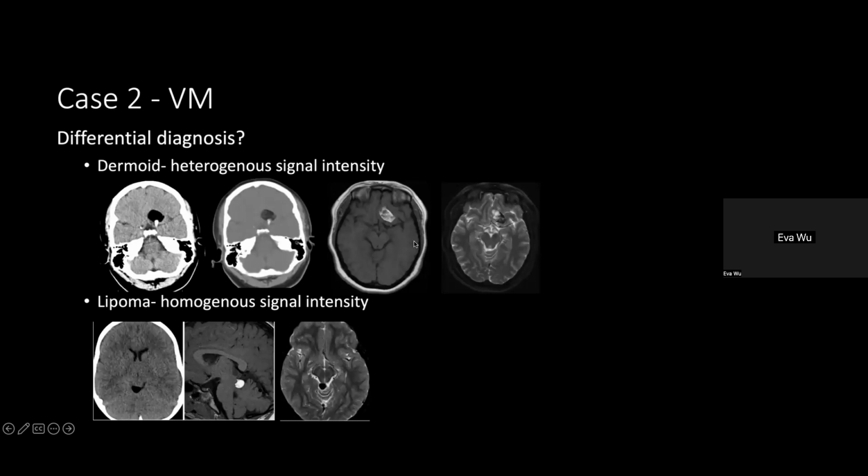And so here, I just wanted to point out the dermoid from the lipoma, because we also initially thought it might be a lipoma, but then on looking at it, I'll just point out for the lipoma at the bottom, you can see it's a homogeneous signal intensity throughout, on the CT, then on the T1 and on T2. But on the dermoid, it looks a little heterogeneous, like there's stuff inside. And then on T1 here, it's also heterogeneous.